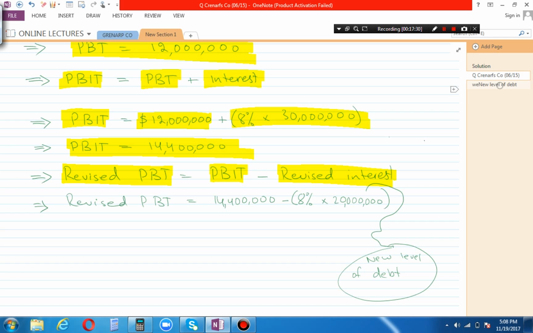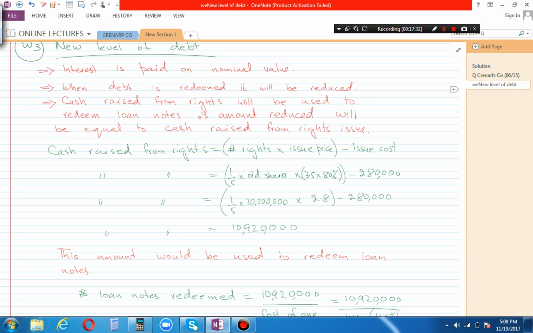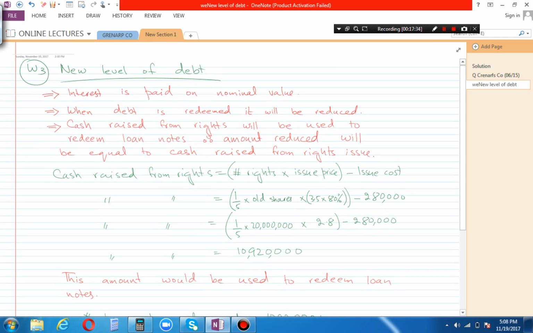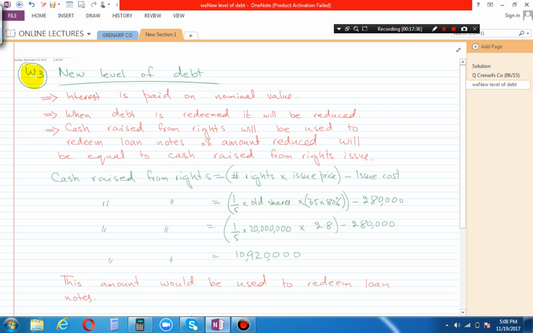So we'll need to have a new working, working number 3, the new level of debt finance. Again, anything written in red, you can ignore it, it's just for your understanding. It's not for the exam. So don't ignore it, but don't write it in the exam. Interest paid is on nominal value. We all know this. We pay interest on nominal value.